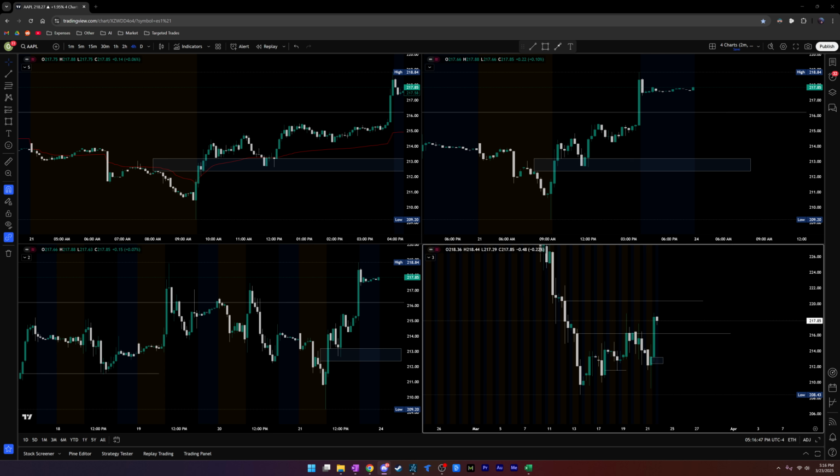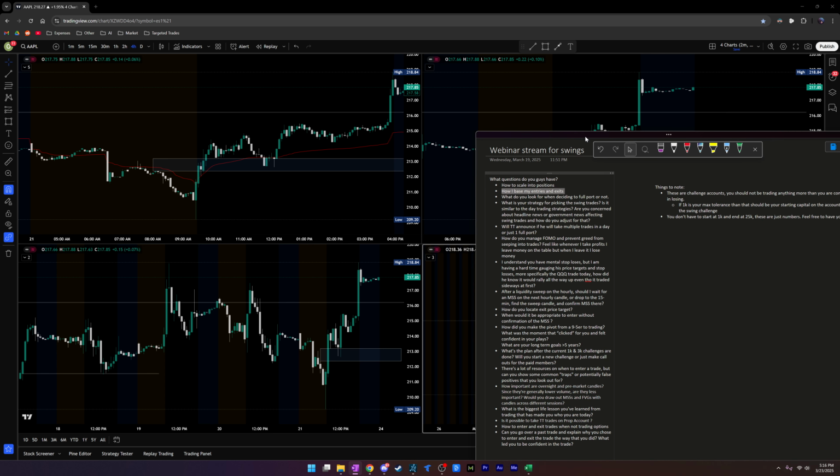What do you look for when deciding to full port or not? I only full port on the 1K account, just FYI.